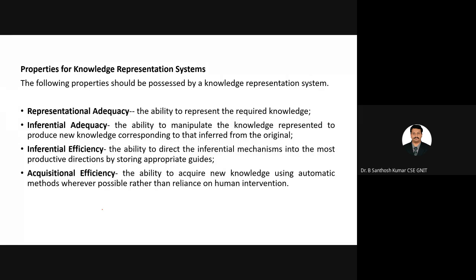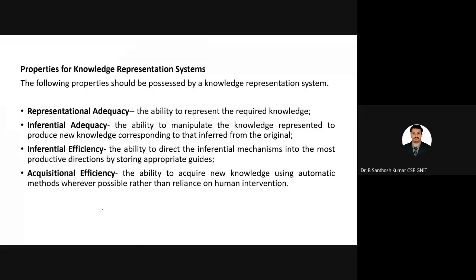Then inferential adequacy: the ability to manipulate the represented knowledge to produce new knowledge corresponding to that inferred from the original. Actually, from the two single statements given, we are extracting one more statement. Then inferential efficiency: the ability to direct the inferential mechanism into the most productive direction by storing appropriate guides. Then the last property is acquisitional efficiency.